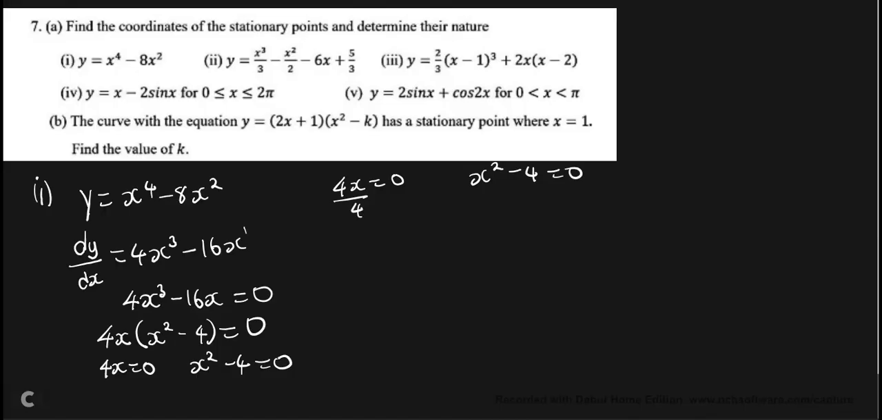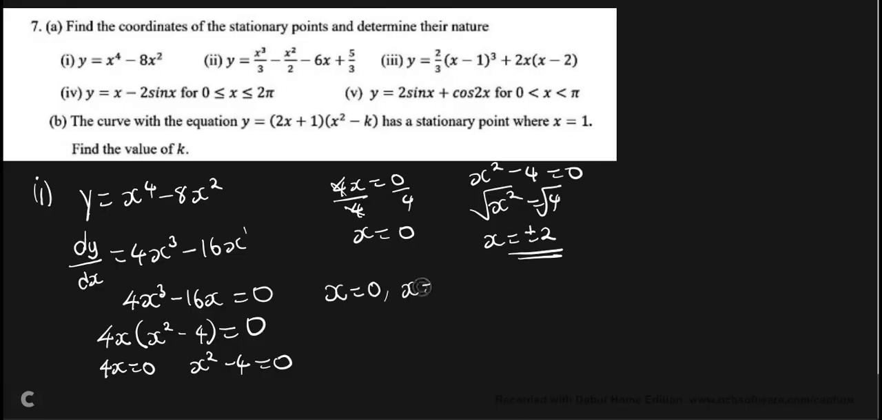Meaning that when you find the value of x in this situation, x is equal to 0. Then the other one, x squared equals 4. Then you find the square root, and x is positive or negative 2. So you have the points x equals 0, x equals negative 2, and x equals positive 2.